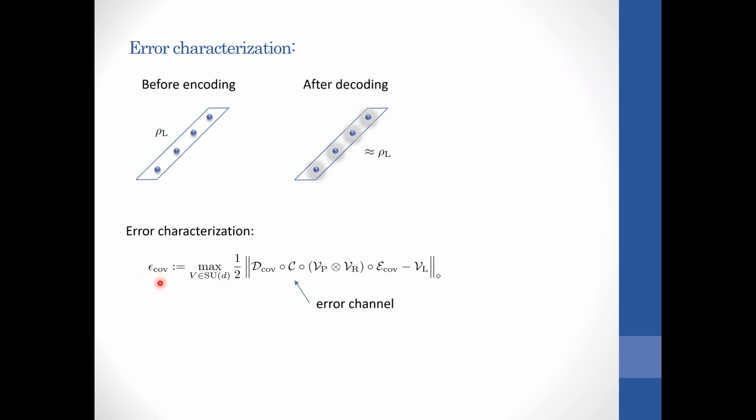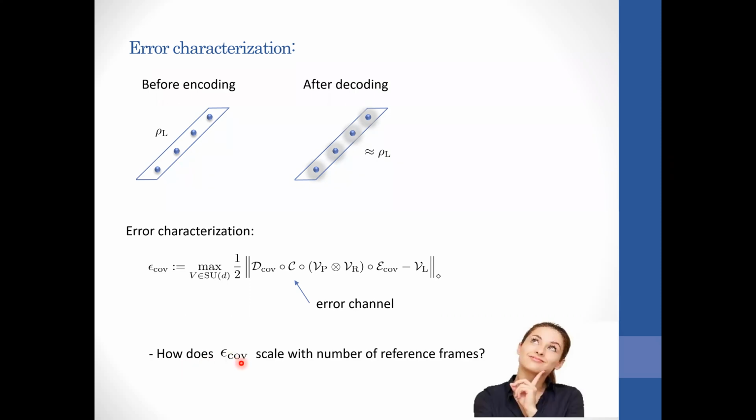So remember, epsilon_cov will be this error. And as long as this error is small enough, then everything will be fine, because at the end of the day, in any experimental process, there will be some error. As long as there is a certain tolerance that you're happy with, we'll be fine. So that begs the question: how does this error scale with the number of reference frames and other parameters? That's the highlight of our paper, the main thing: characterizing this error as a function of error models and relevant parameters.